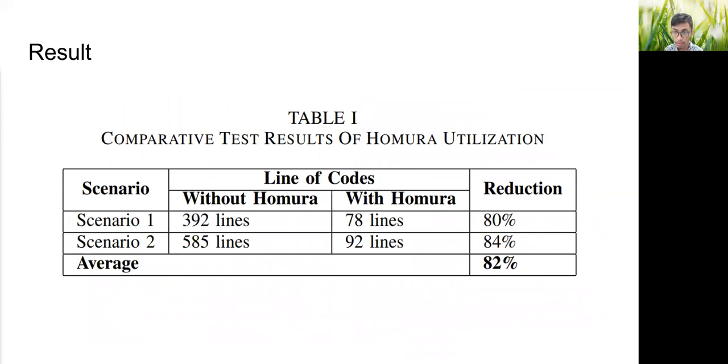So we tested the tool in the scenarios. The result shows the amount of code lines in the scenarios. When we're not using Homura, we would have to write 392 lines of code for scenario 1 and 585 lines of code for scenario 2. Whereas with Homura, we would have to write only 78 lines and 92 lines. The amounts were reduced by 80% and 84%, with an average of 82% line of code reduction.